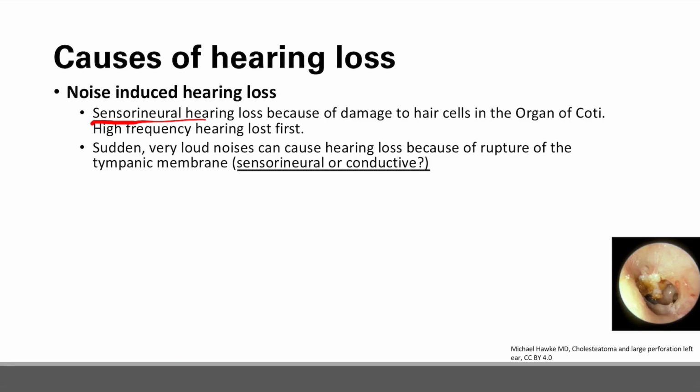Now, another thing that can happen is you can have a very sudden loud noise, and this can cause hearing loss because of rupture of the tympanic membrane. Remember that tympanic membrane, remember what that was? That was the intersection of the outer and the middle ear. So is this going to be a sensory neural or conductive hearing loss? Well, this is in the middle and outer ear, so it's a conductive hearing loss. So sound can't transmit to the middle ear because your tympanic membrane is necessary to vibrate and cause the vibration of the middle ear bones. So you can have noise-induced hearing loss that is sensory neural, or it can be conductive. And sensory neural, again, is damage to the hair cells, and those are in the inner ear.